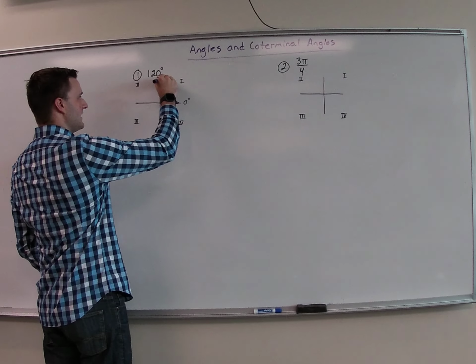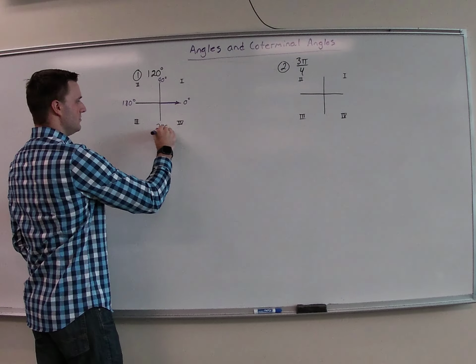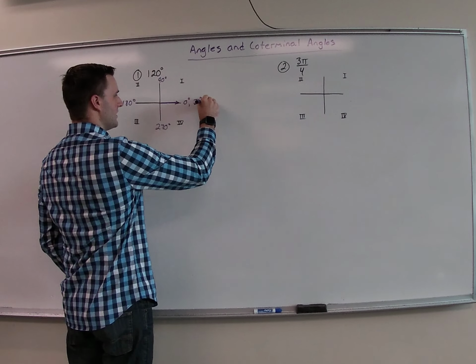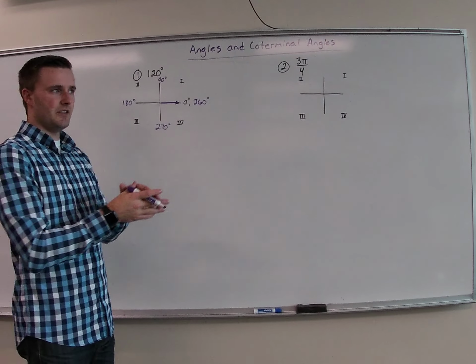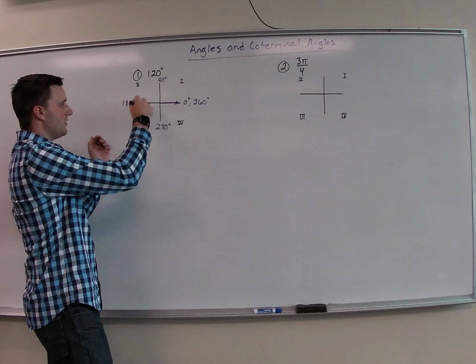This would be 90 degrees. This would be 180 degrees. This is 270 degrees, and then this all the way around would be 360 degrees. So notice how from 0 to 360, their ending point would be the same. And that'd be true. We can go around multiple times.